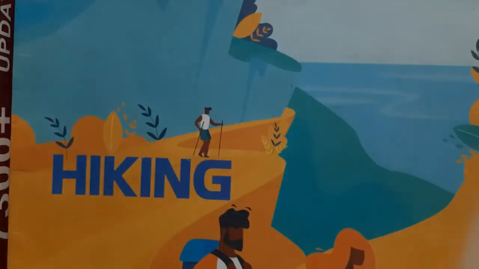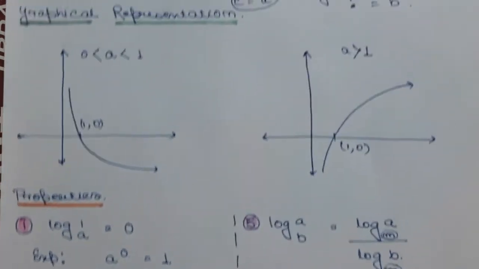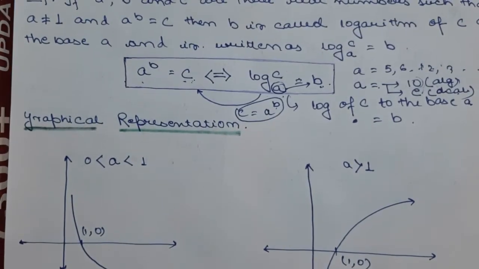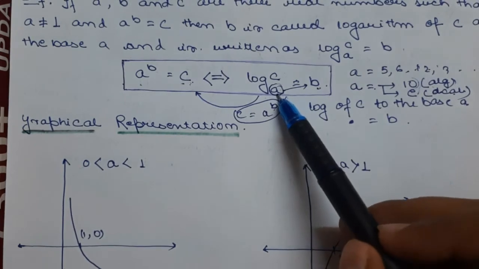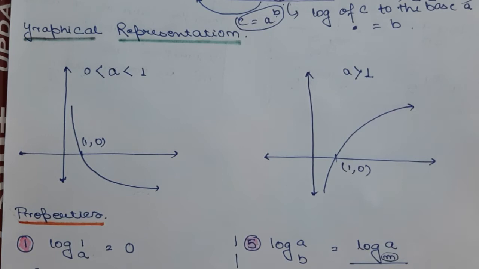I think you have understood all the properties, along with the basic definition of logarithm. What is this base called? How can we define the base? And also the graphical representation of it. Now we will continue with some problems.